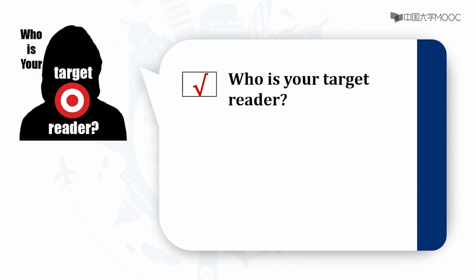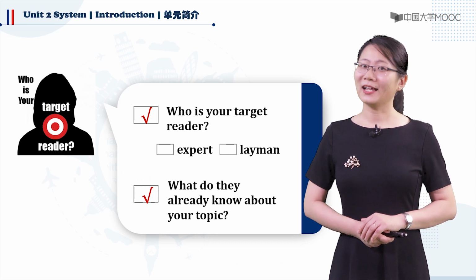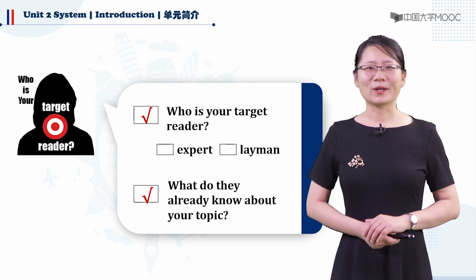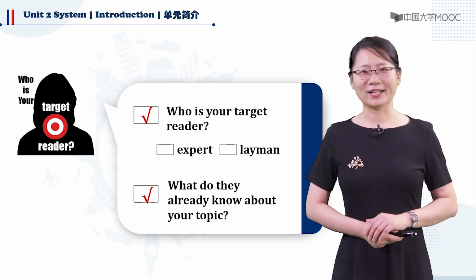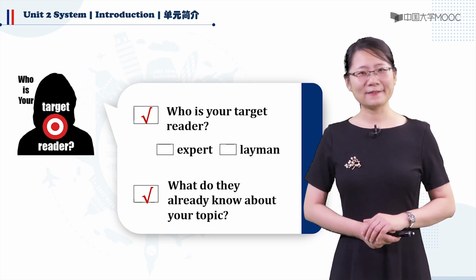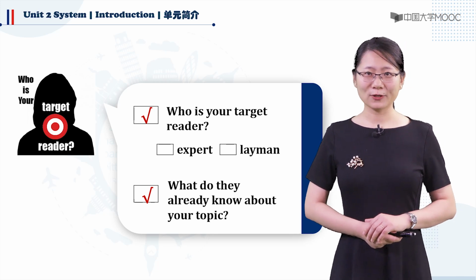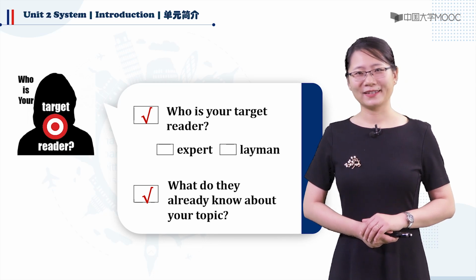Next, who's your target reader? Are they experts or laymen? What do they already know about your topic? A lot or little? These questions help you decide what the relevant and sufficient background information is to include in your context. The more familiar your readers are with the topic, the more targeted and specific the context should be. Otherwise, it needs to be general and basic for readers who are less familiar with the topic.